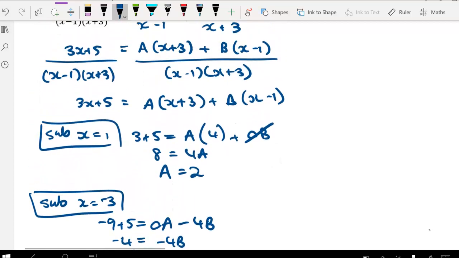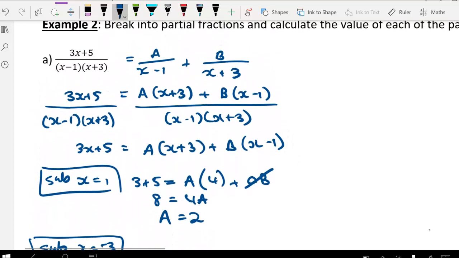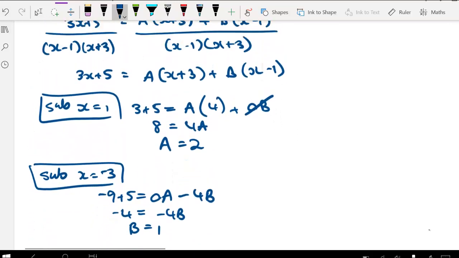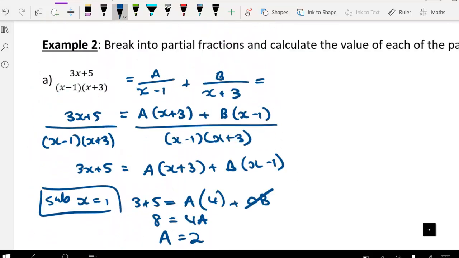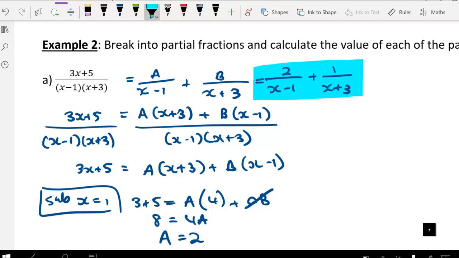Which means that, if we go right back up the top, our values of A and B are actually 1 and 2. So we've got 2 over x take 1 plus 1 over x plus 3. And that's our outcome. That's our process of partial fractions, allowing us to break this 3x plus 5 over x minus 1, x plus 3 into two separate fractions.